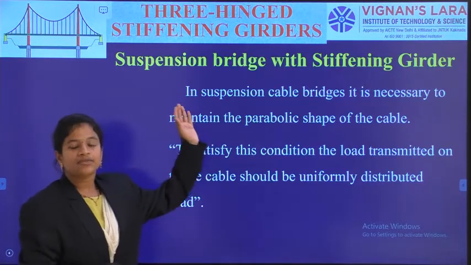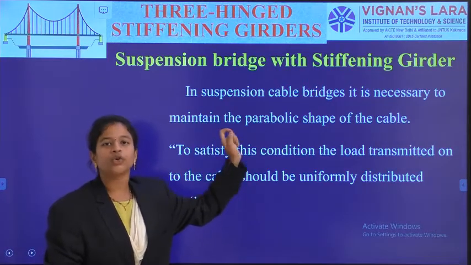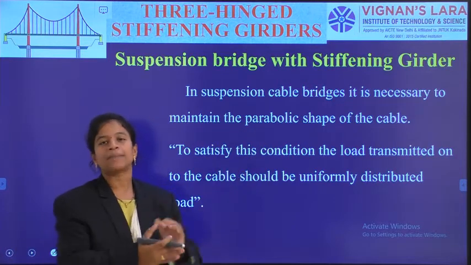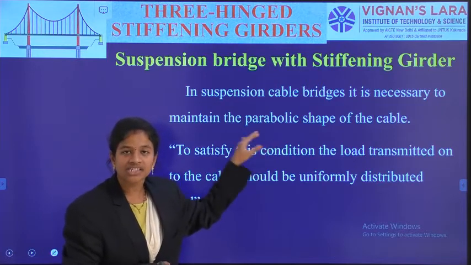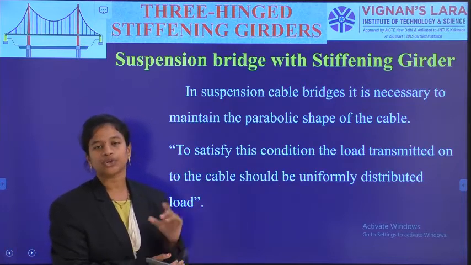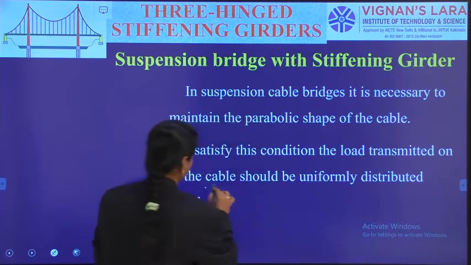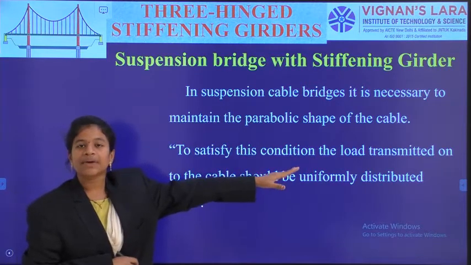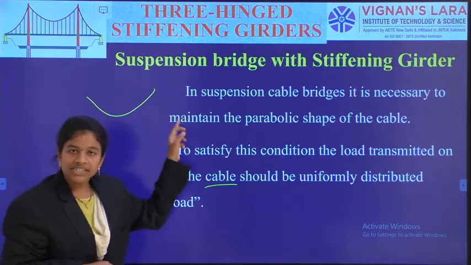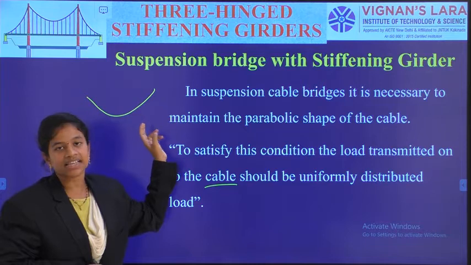So firstly, what is the main thing of a stiffening girder? In suspension cables, it is very important to maintain the parabolic shape. That parabolic shape will differ due to the application of different loads. To maintain the parabolic shape, I am doing some extra arrangement to the deck, to satisfy keeping that shape. The cable with the parabola shape should be there in the suspension type bridges. That is the condition in the suspension bridges.